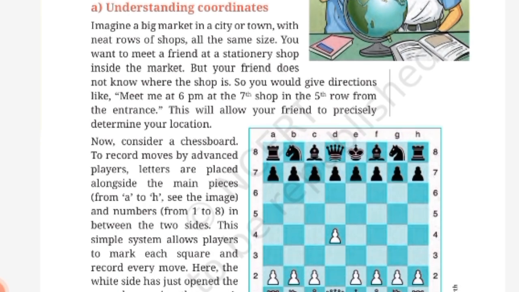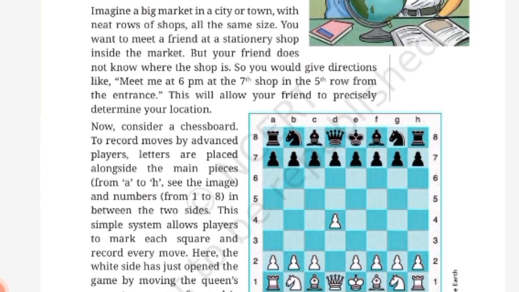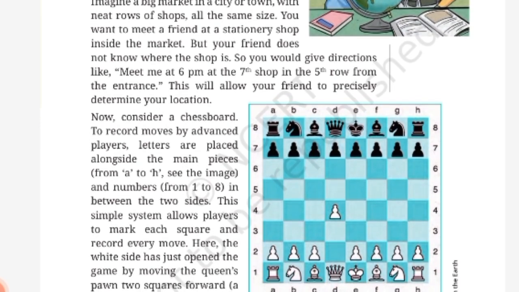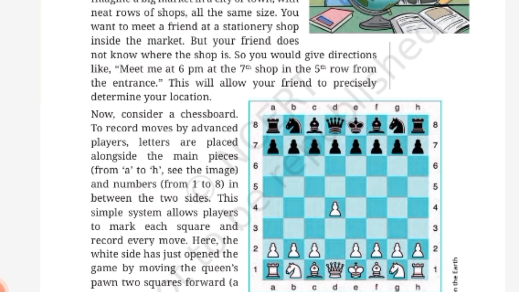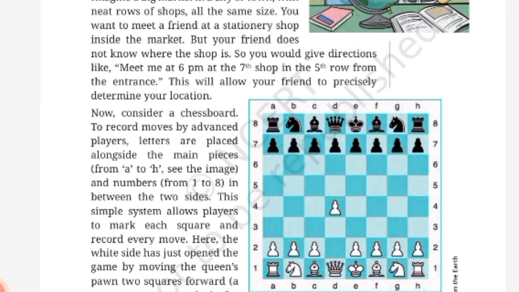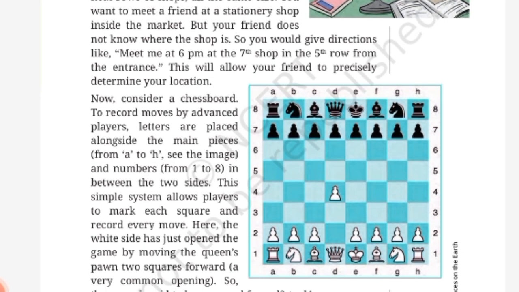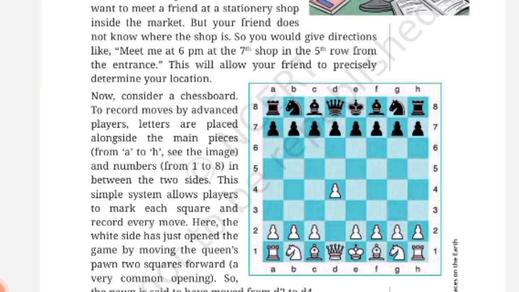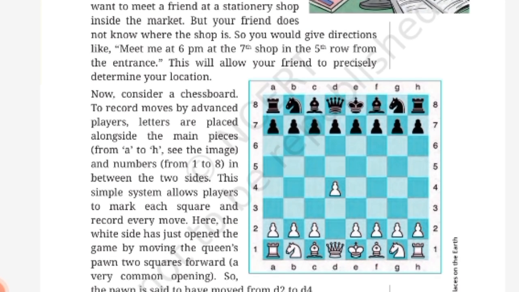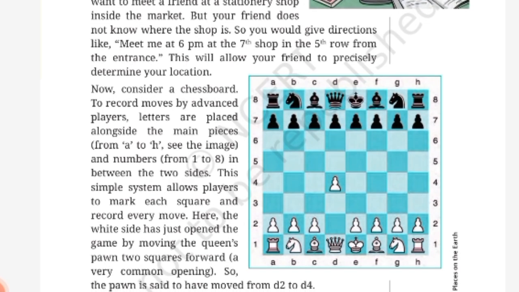A. Understanding coordinates. Imagine a big market in a city or town with neat rows of shops all the same size. You want to meet a friend at the stationery shop inside the market, but your friend does not know where the shop is. So you would give directions like, meet me at 6 p.m. at the 7th shop in the 5th row from the entrance. This will allow your friend to precisely determine your location.